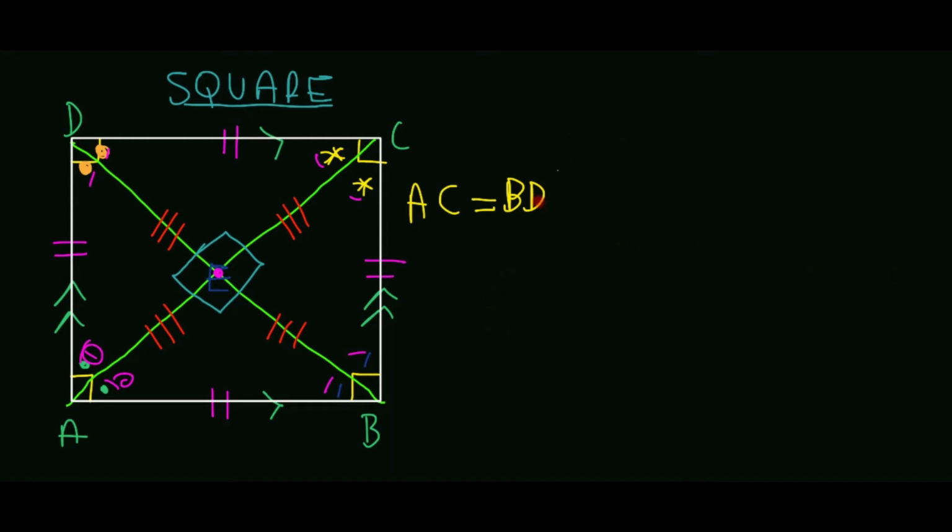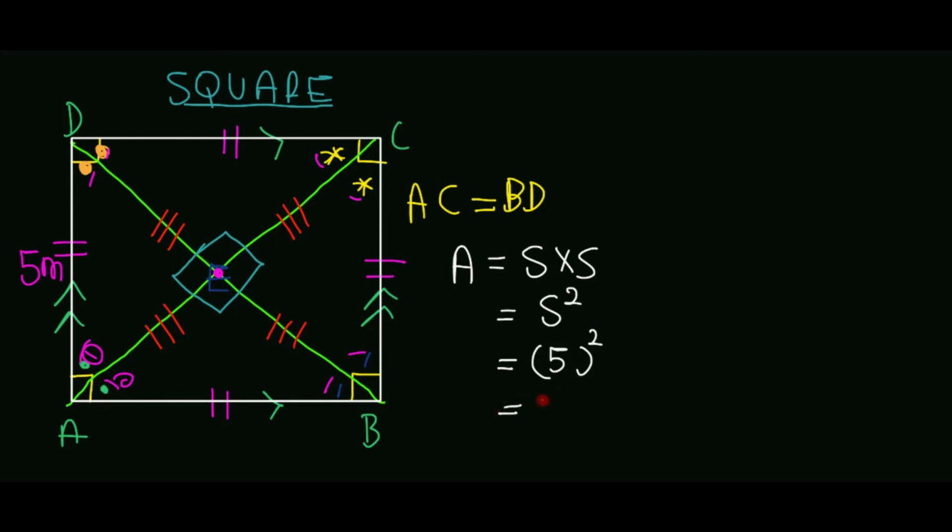And now, what about the area? The area of a square equals side times side, which is the same as side squared. Let's say the side is 5. So here we can find the area. This is the same as 5 squared, which is 25 units squared, so it means meters squared.